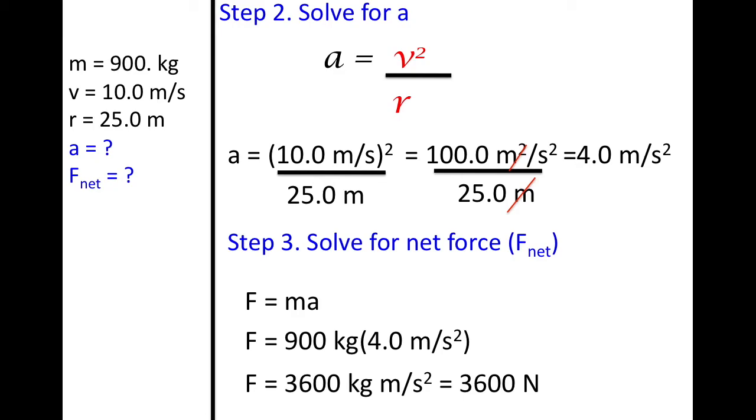Then all we need to do is step 3, solve for the net force. We are using force equals mass times acceleration. We plug in our mass and our acceleration, and we get an answer of 3,600 newtons.